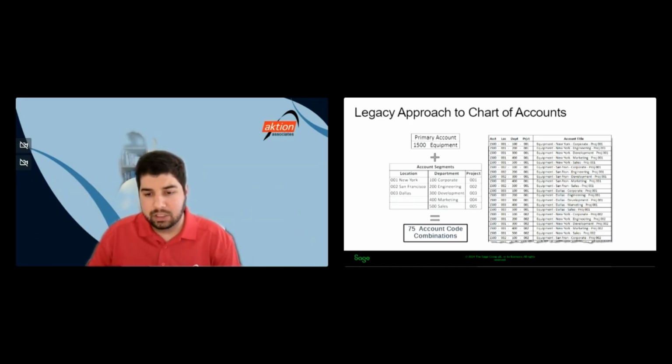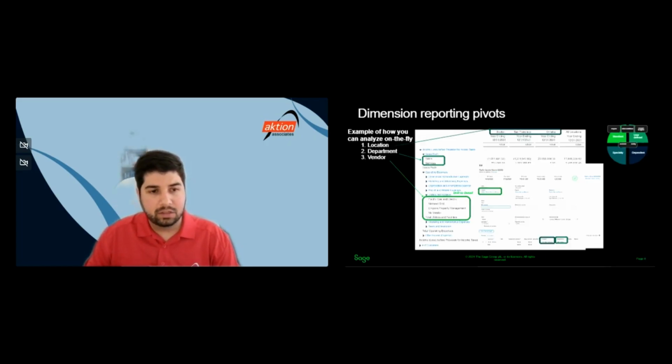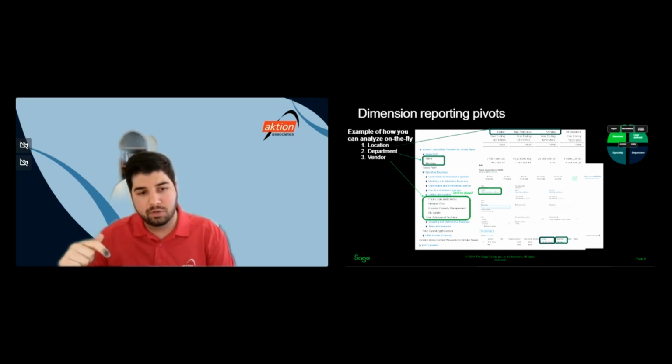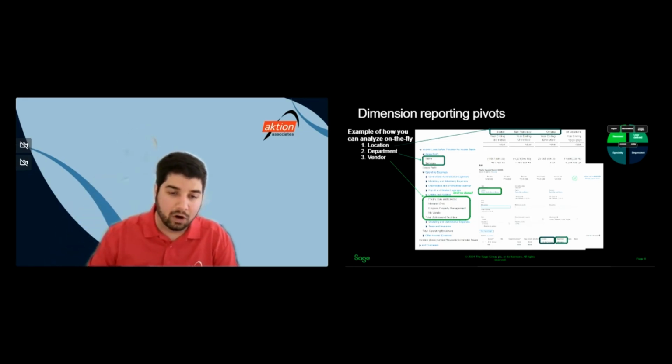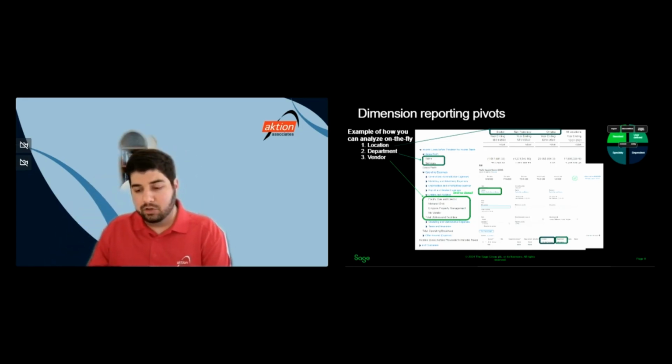What we've done with Sage Intacct is added this idea of dimensional reporting. So now we are keeping a concise chart of accounts. It's just the account number, and then location, department, vendor becomes a tag. So then you can use that in the reporting to drill down and slice and dice the data based on these dimensions rather than having a large chart of accounts. There's some standard out of the box, but then you can also use your own dimensions as well.